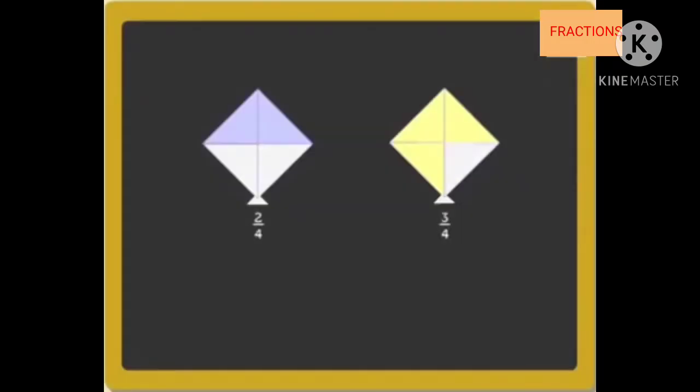Did you notice that both the fractions have 4 in their denominators? Hence, here we will only compare the numerators as the denominators are the same, that is 4. So here 2 is less than 3. Hence, we can say that 2/4 is less than 3/4 or 3/4 is greater than 2/4.